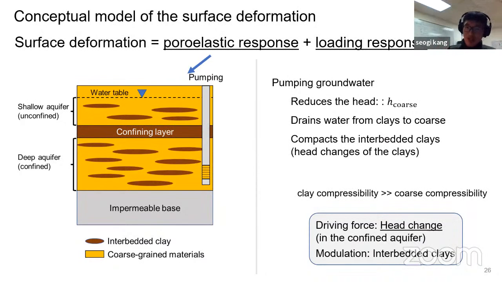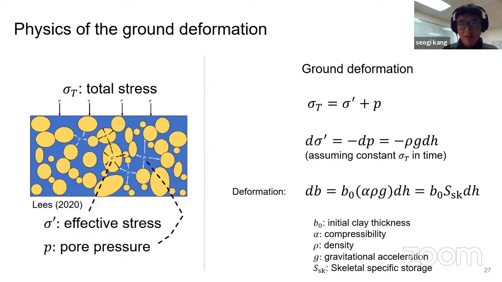To summarize, the driving force of surface deformation is the head change in the confined aquifer, or more concisely, the coarse-grained materials, but this surface deformation is modulated by the properties of the interbedded clays. Given this is the core process, I'm going to dive a little deeper into the physics. The ground deformation is basically due to stress. The total stress, sigma T, can be written as sigma prime, which is the effective stress, plus pore pressure. Assuming the total stress is not changing in time, we can rewrite this so that the change in effective stress is linearly related to the change in head.